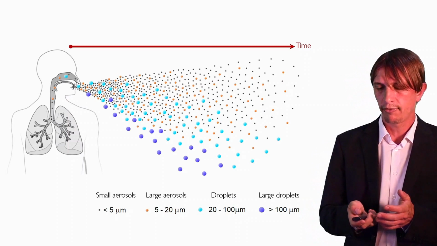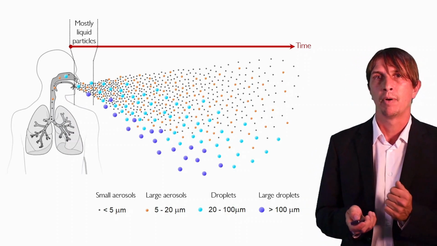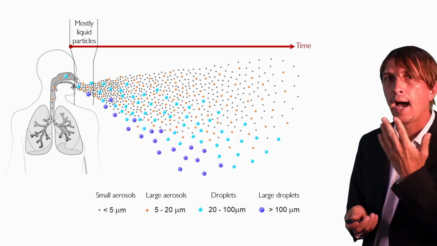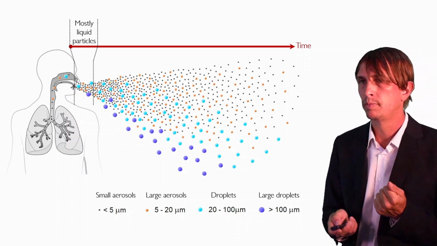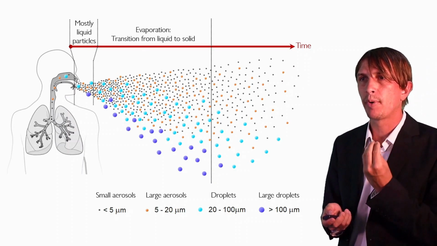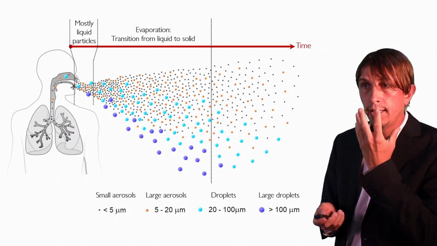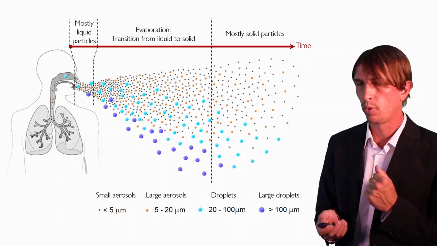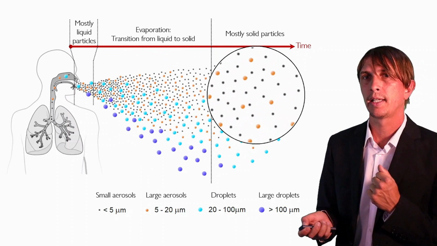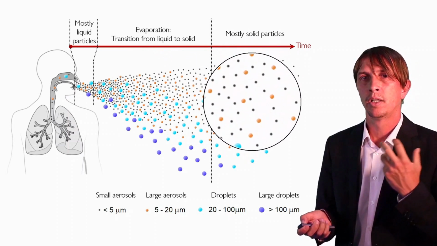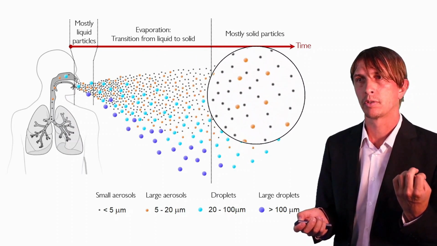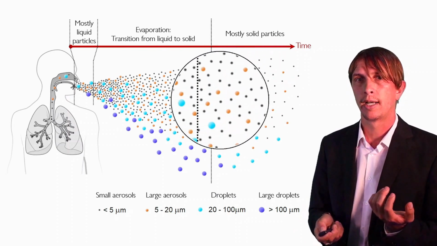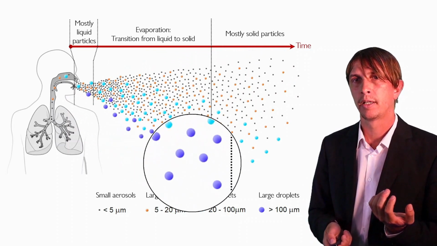And we can define over time what's happening. First of all, what is exiting the mouth directly are liquid particles. Then there is an evaporation, a transition from liquid to solid particles. Finally, what remains suspended in the air are mostly the small and large aerosols, which are solid particles. The large droplets have mostly reached the ground.